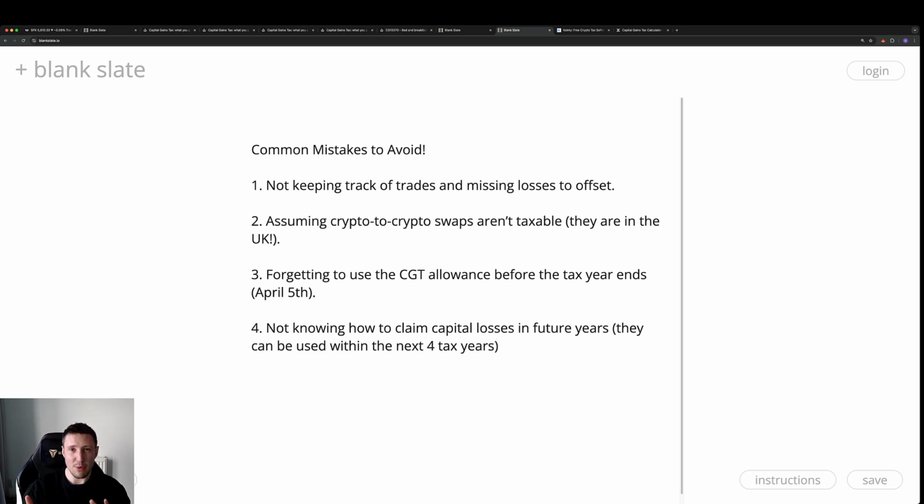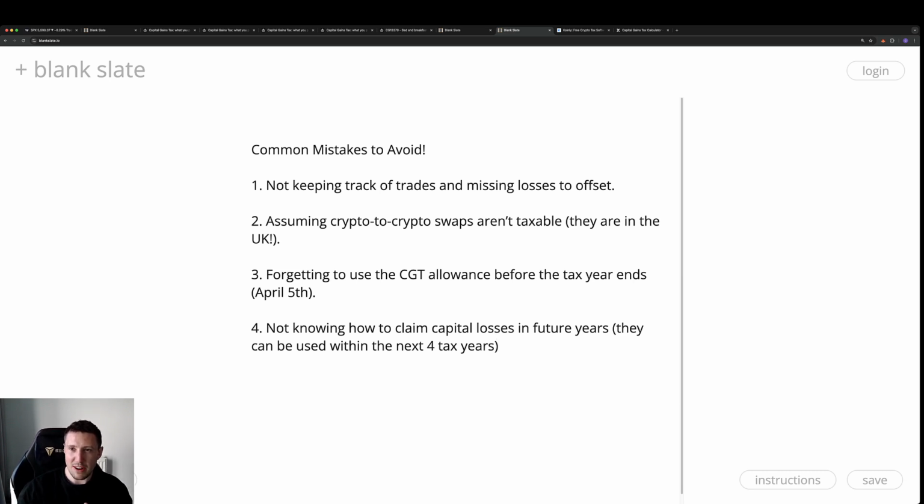So as I say, we are approaching that time where you need to start thinking about getting those transactions all finalized. And then finally, not knowing how to claim capital losses in the future years. And as we've said before, they can be used within the next 4 tax years. So important to keep note.